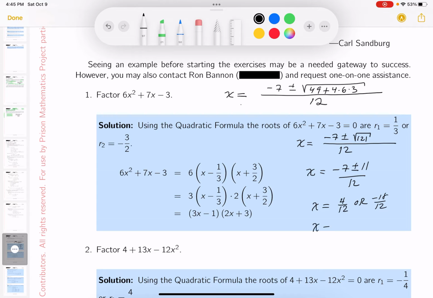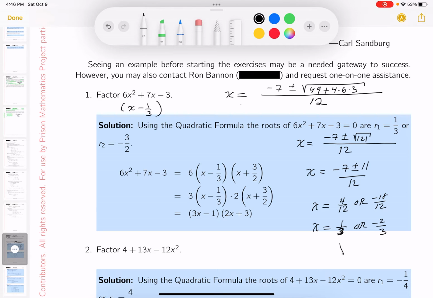Well, this is going to be what? 1/3, or... Let's see what we get there. That's going to be what? Minus 2/3. So some people say, oh, I can factor this now, and they put this down. They put down x minus 1/3.